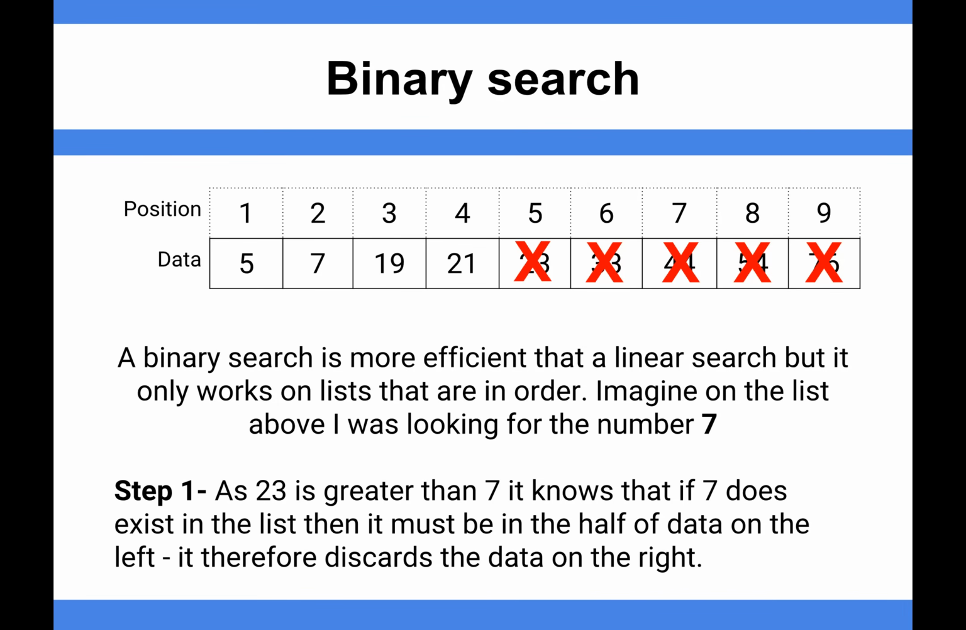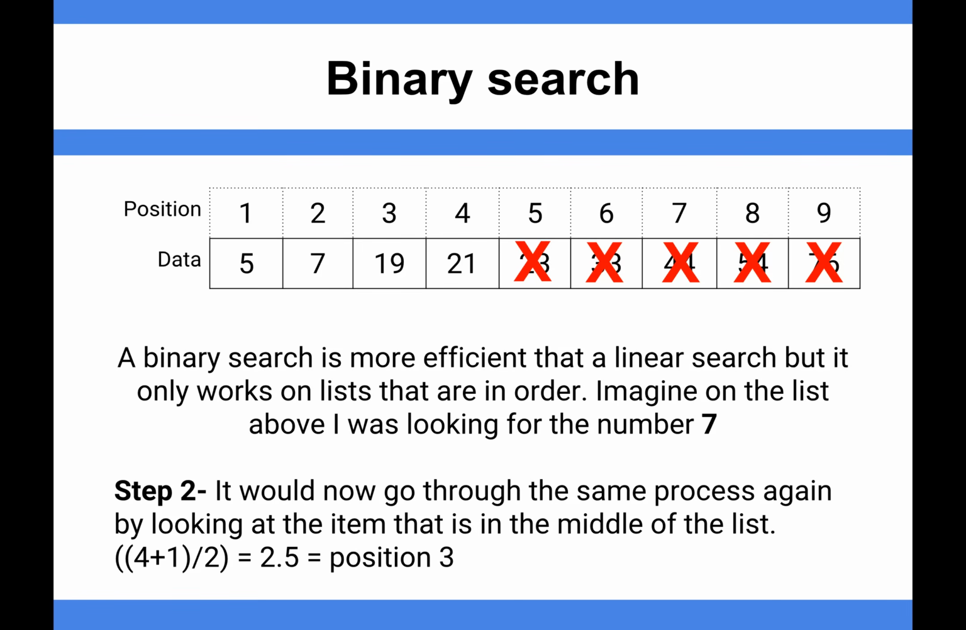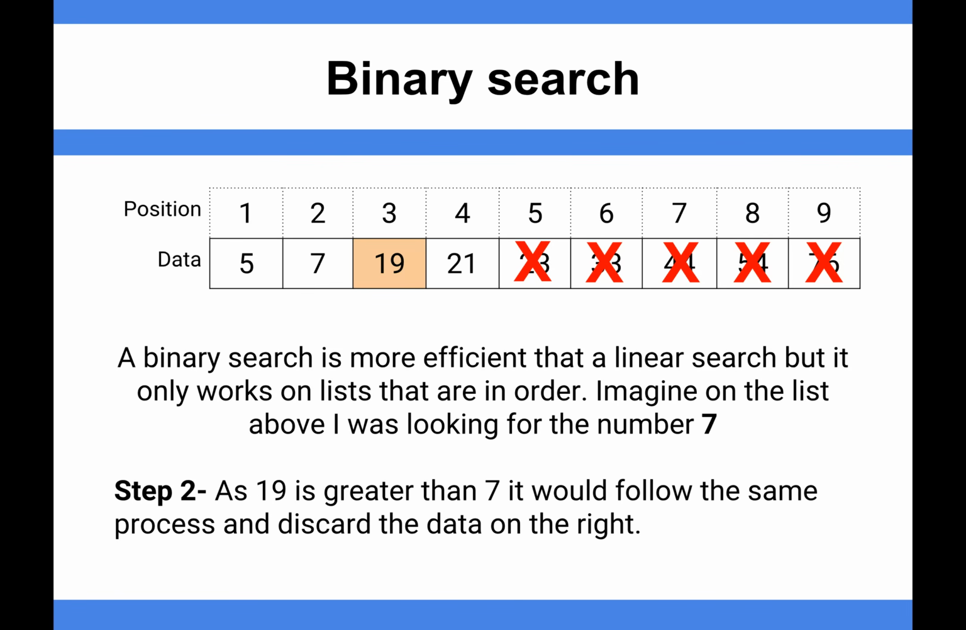Okay, so then again, I'm left with 4 positions to check. So again, I add 1, 4 becoming 5, divide by 2, which is 2.5, and I'd look at item 3. Okay, because it'd always round up. So I'd look at item 3, and then again, I go, right, 19 isn't the number 7, but if 19 is not the number 7, then the 7 can't exist there either. So it knows if the number 7 does exist, it's going to be in one of these 2 positions.